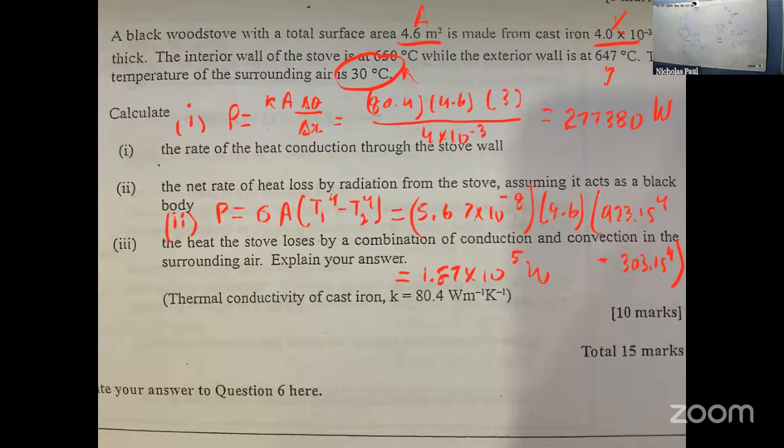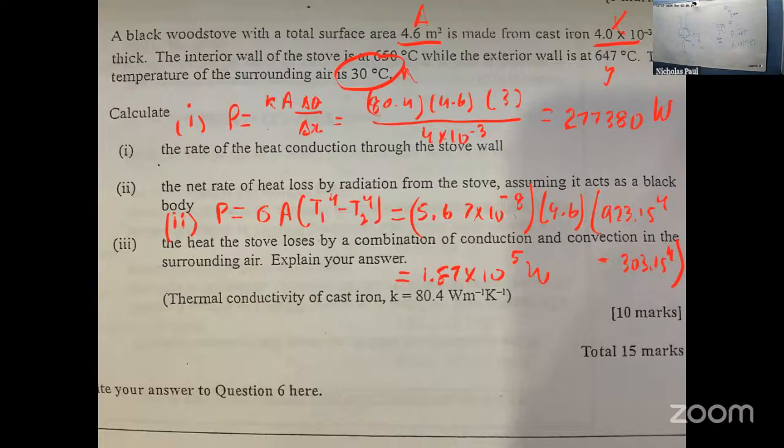So, let's start with it. The heat the stove loses is by a combination of conduction and convection, right? What is the heat it loses by conduction? 2773. But convection, you're not seeing anything, right? But what would that radiated heat do? That radiated heat will warm the air, so technically what's created is convection. So really, the heat lost by conduction is 277380.